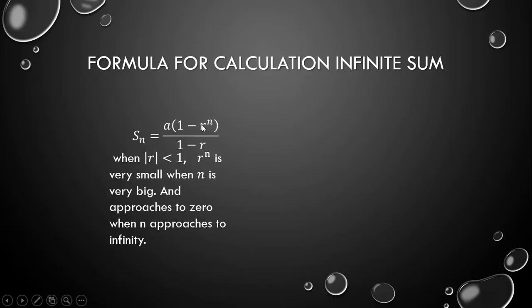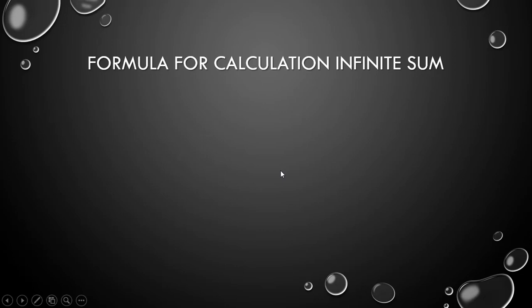If we put the value of r as a proper fraction, that is 1 by 3 or 0.25, r is smaller than 1 and greater than minus 1, and the value of n is very big, that is we are going to find the infinite sum, so n will be very big, as infinity. So we can say that the part 1 minus r to the power n, and r to the power n, will be 0. So what will remain is a into 1 minus 0 divided by 1 minus r, and we will get a by 1 minus r.